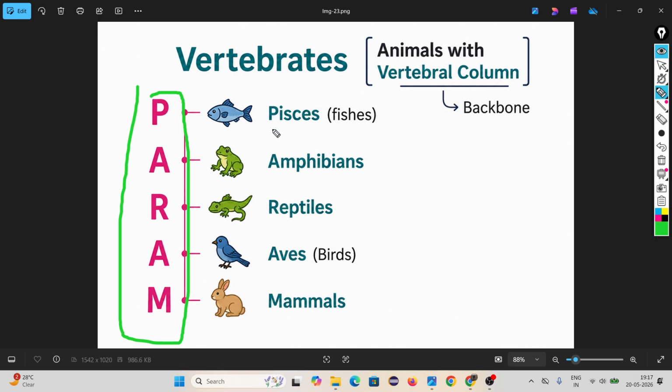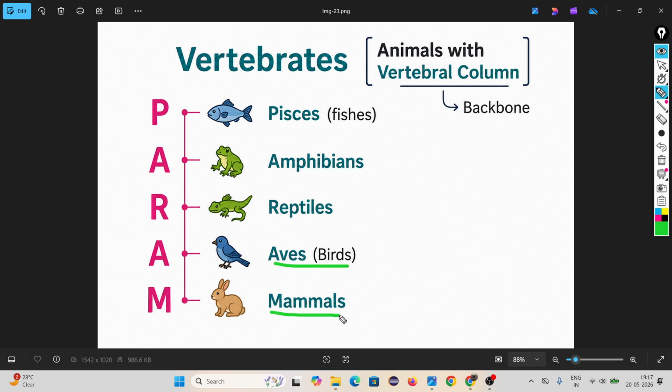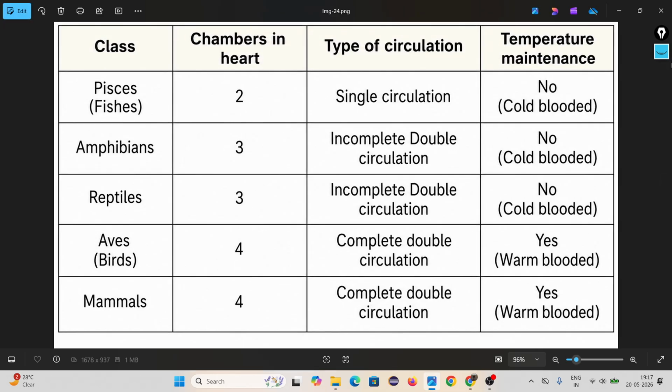It is called Pisces. Pisces means all the fishes. Amphibians means living in both water and soil. Then reptiles like crocodile, snake. Then Aves means birds. Mammals, we come under mammals.